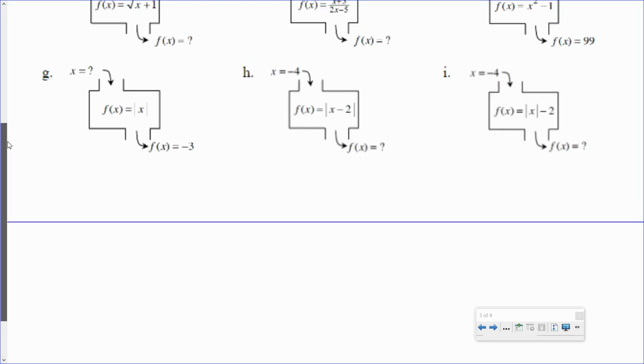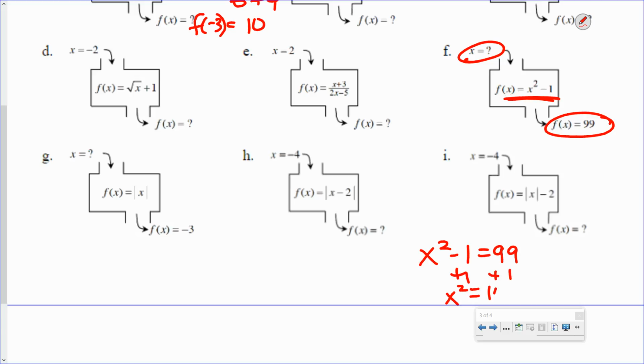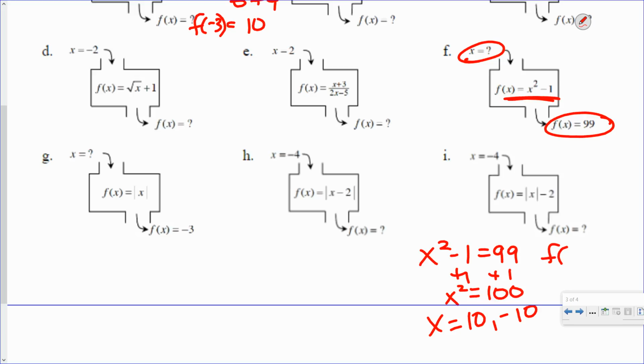So F, just like we just did on the previous slide, this is our output. So I can say that x squared minus 1 is equal to 99, okay? I want to know what x is. This is what I'm trying to find. So let me add 1 to both sides. I get x squared is 100. And using that same reasoning, what two numbers can you square to get 100? Well, if I square 10, I get 100, but also if I square negative 10, I get 100. That tells me that f of negative 10 is equal to 99, but also f of positive 10 is equal to 99. Okay?